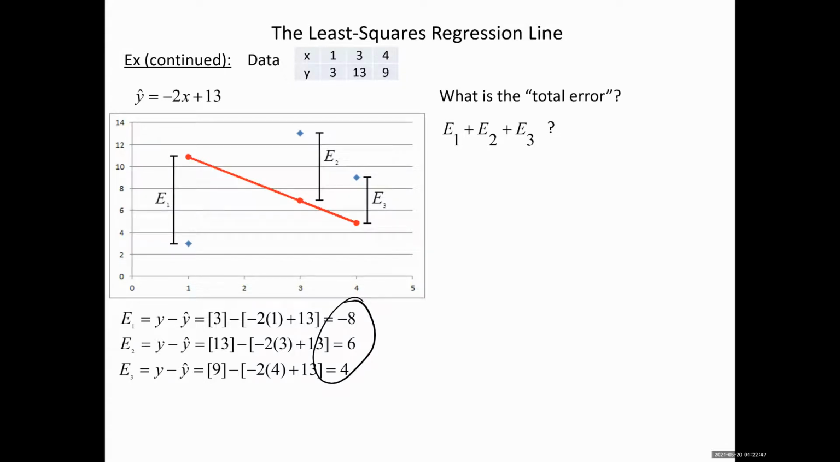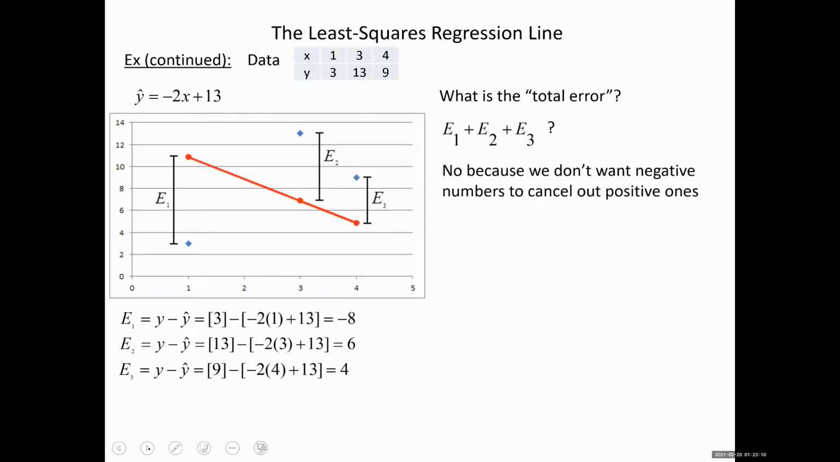We saw the same thing happen in this class, on the second day of class, when we were talking about standard deviation. We had some negative and positive standard deviations, and when we added them, we got 0. We don't want negatives and positives to cancel out, because that would make the line seem like it has less error than it has. So we want to get rid of the negatives. We have to come up with an idea of how to get rid of the negatives.